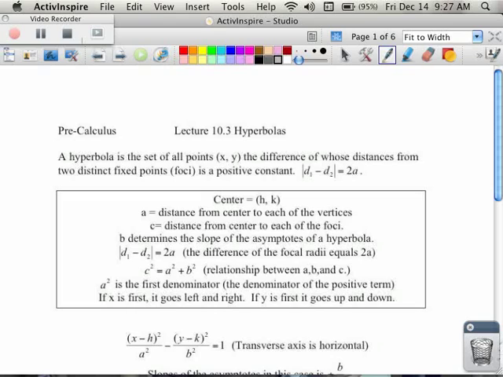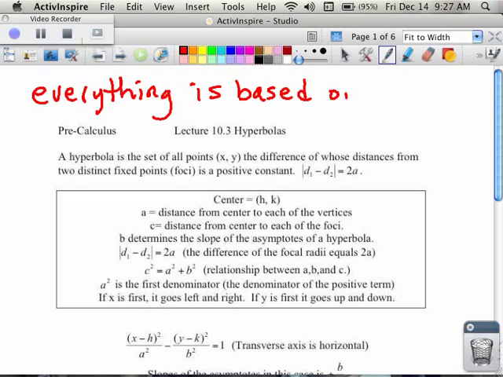So today we talk about hyperbolas, and again, like yesterday's video, something that's super important to know is everything is based on the center, which you learned from yesterday was your (h, k). So that's very important. There are two kinds of hyperbolas that we'll be talking about in our class.